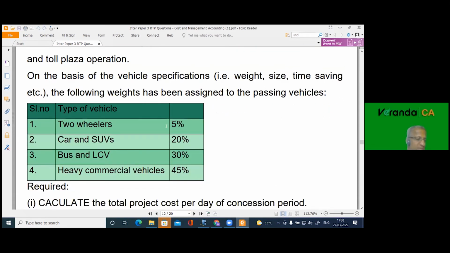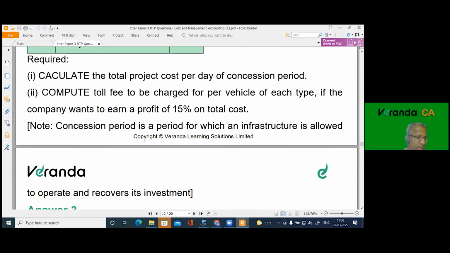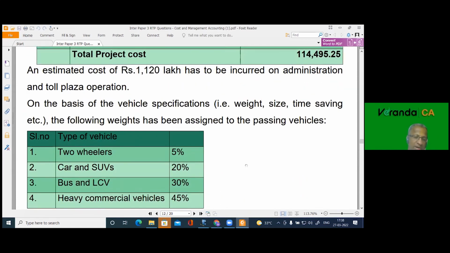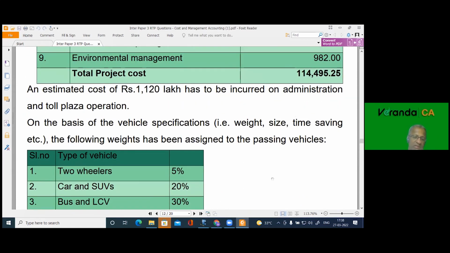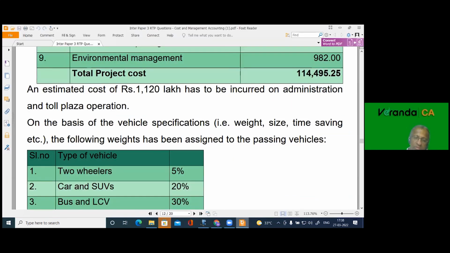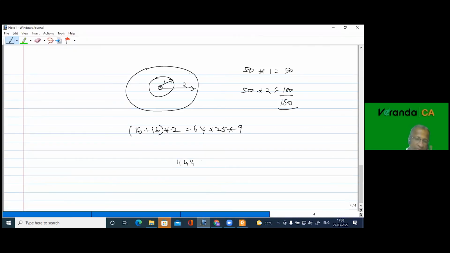Say the lowest, you just find. One moment. Calculate the total project cost per day on concession period. So how do we take up per day this much of expenditure? 1144 95.25 1140. You can take up the computation in a very simple manner.